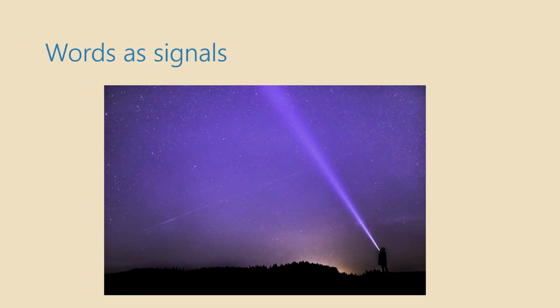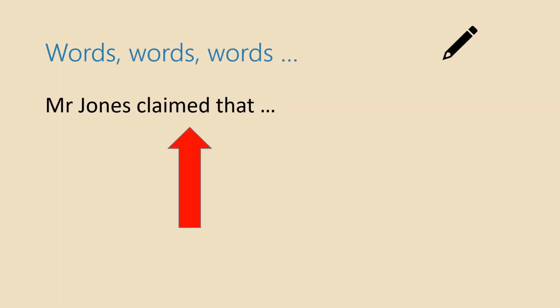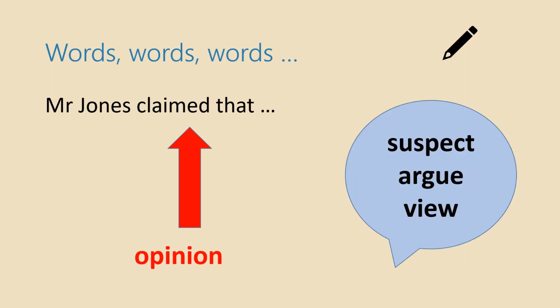Facts and opinions are very often woven together in speech or in a written text, and very often we can just rely on the language used to decide if a statement is a fact or an opinion. For example, in a sentence, Mr. Jones claimed that, the word claimed is introducing his opinion. Other signal options are the words suspect, argue, or view.